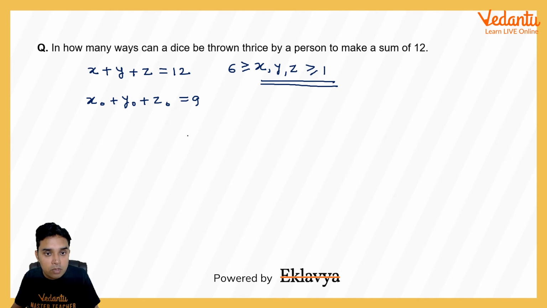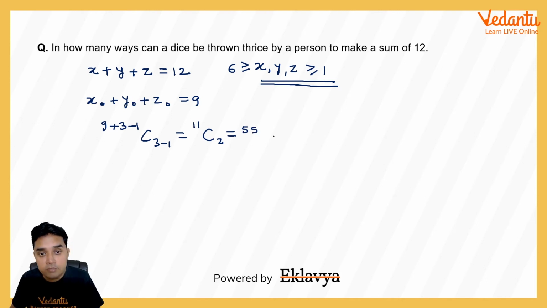Now the number of solutions of this equation is like distributing 9 coins among the 3 beggars. So the answer here will be (9 plus 3 minus 1) C (3 minus 1), so 9 plus 2, 11 C2. We can find the answer also. It will be 11 into 5, that is 55. But as you know, this is not the answer.